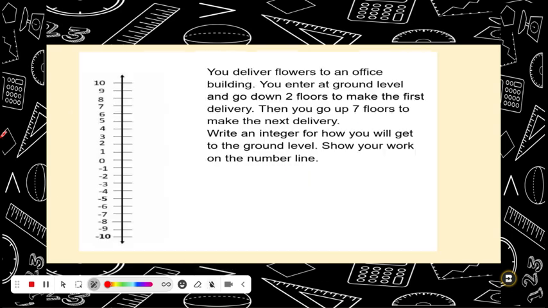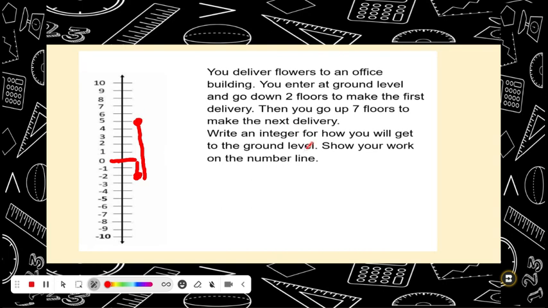Okay, let's take a look at a word problem. You deliver flowers to an office building. You enter at ground level. And you go down 2 floors to make the delivery. So we're going down 1, 2. So we're in the basement. Then from there, you're going up 7 floors. 1, 2, 3, 4, 5, 6, 7. So now we're on the 5th floor.